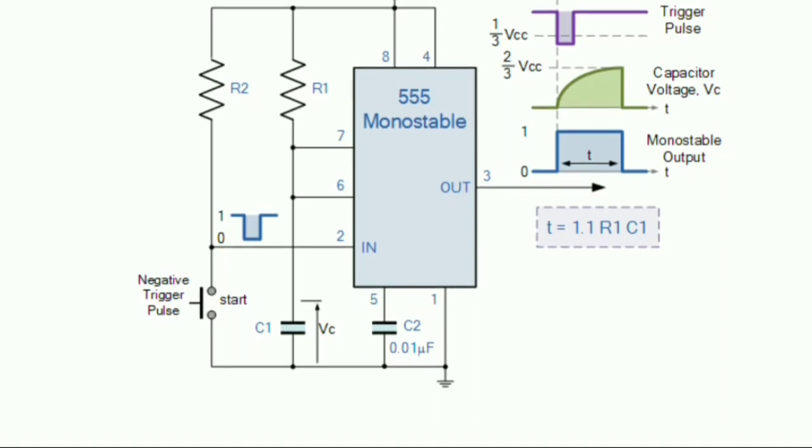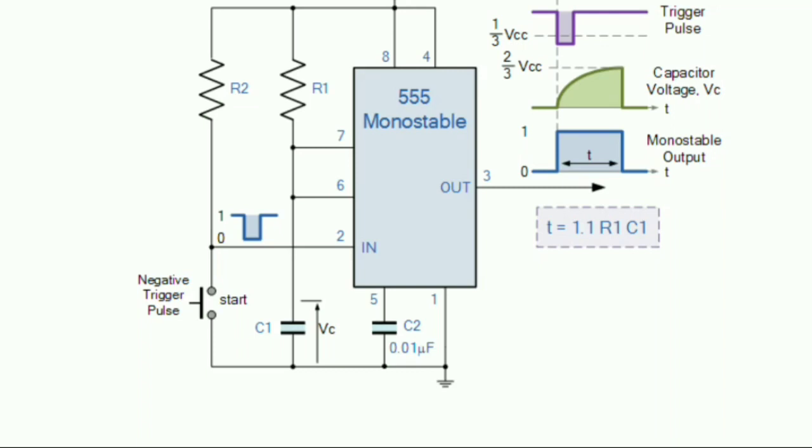One stable state means, for that one state we have to provide an input. Astable means we don't need to provide an input anywhere. Bistable means we have to provide inputs for both states. So the first one is, okay, this is a monostable. That's why we give a negative triggering pulse to pin number 2. Okay, so that is about the input, meaning that is the stable state.